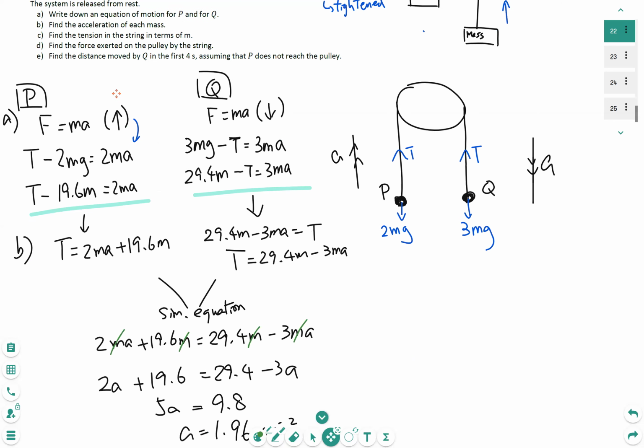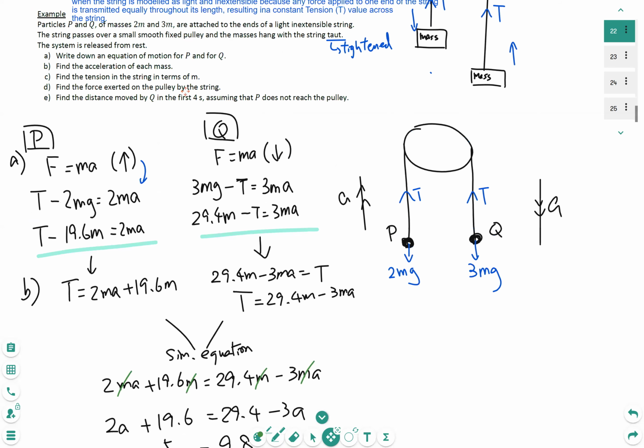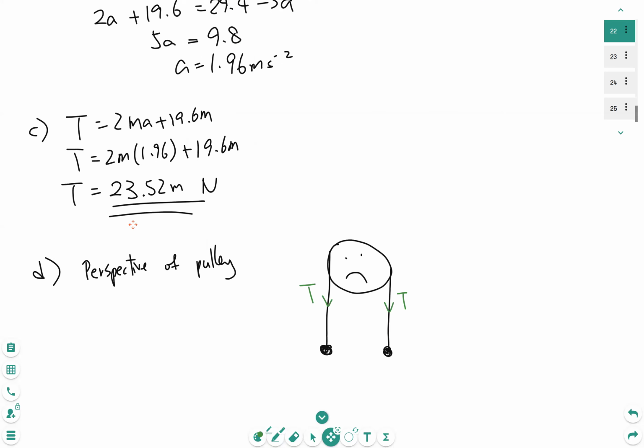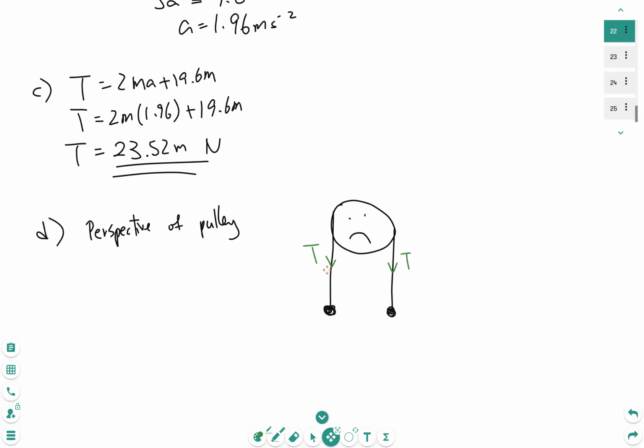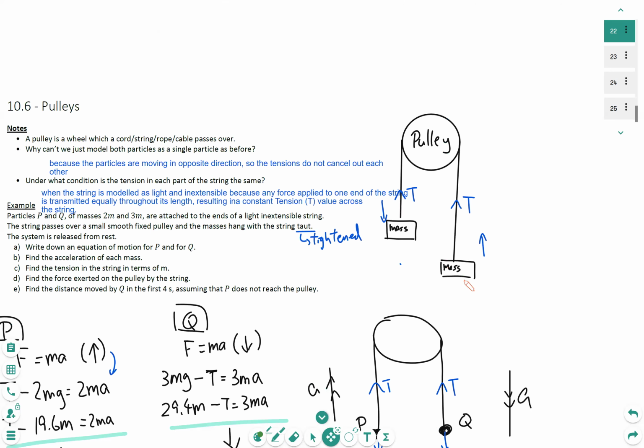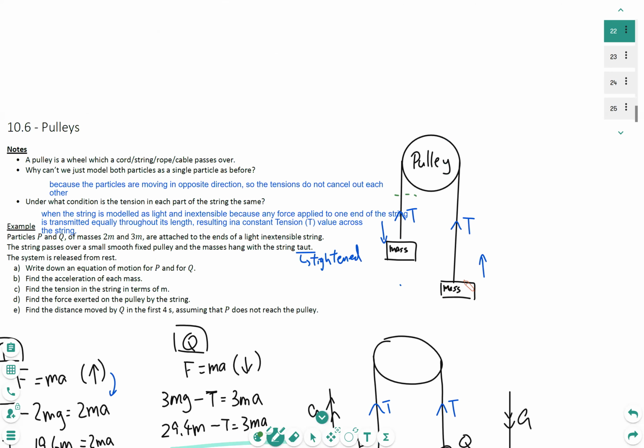But when it comes to the force exerted on the pulley by the string, we look from the perspective of the pulley, and then we look at these two T's. Normally, when we do the calculation, we ignore these two T's, so I don't want to confuse students. Yes, technically they are there, but I'm not putting them in. If you really want to put them inside, you can put them in here.